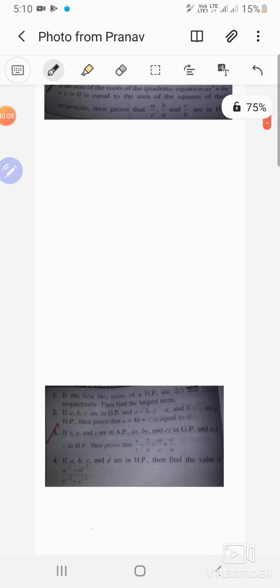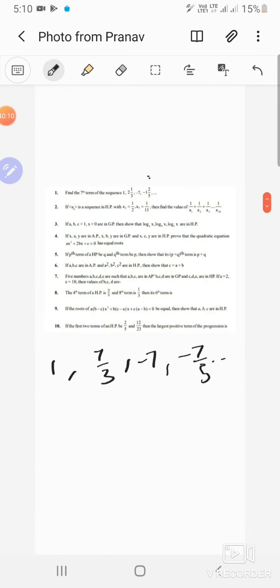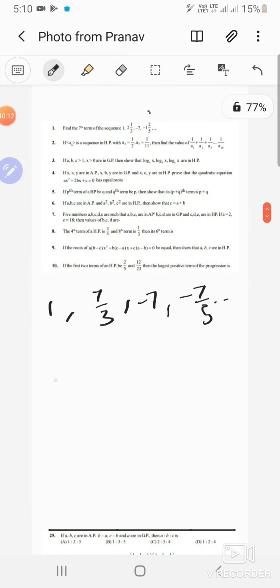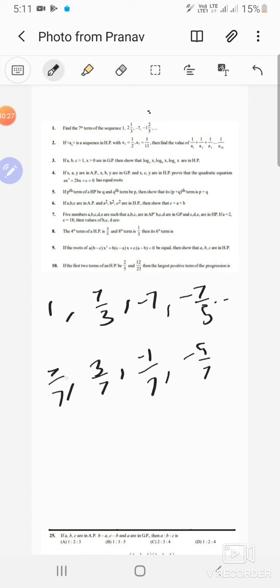As all of these questions are somewhat related to harmonic progressions, maybe we should try taking the reciprocals. So 1, 3 by 7, minus 1 by 7, and minus 5. Oh, so yes, all of them have a common denominator. Let's just write this as 7 by 7, and that will make it completely clear. So you go with a jump of minus 4 by 7 from here to here, then minus 4 by 7, so you get minus 1 by 7, and then minus 4 by 7.